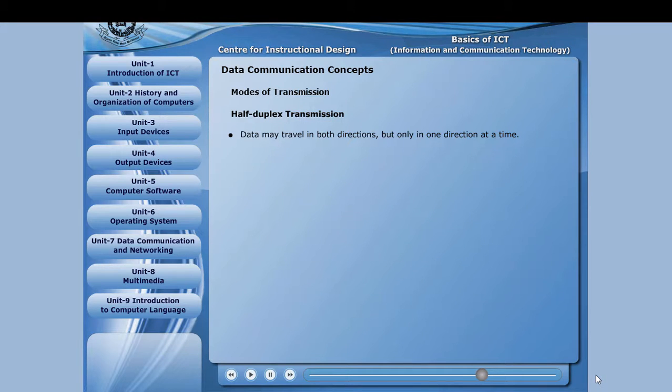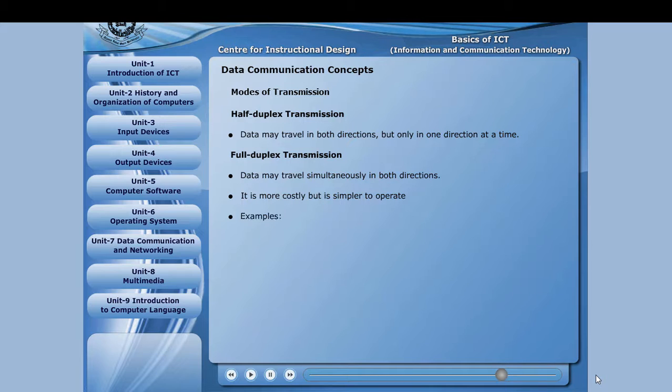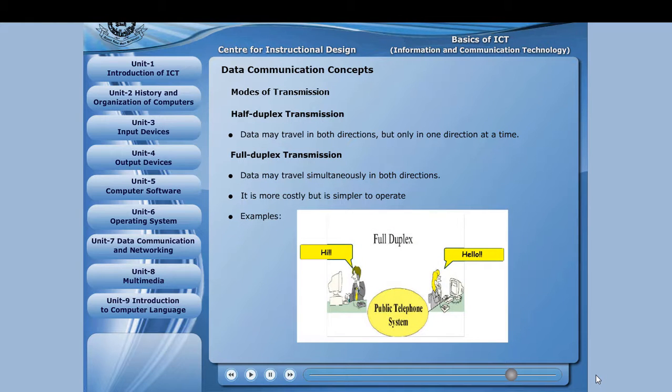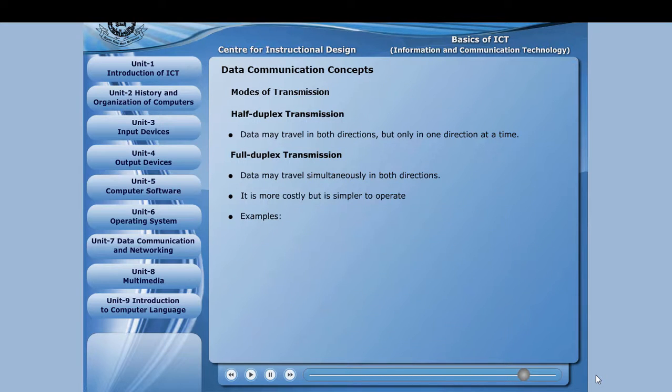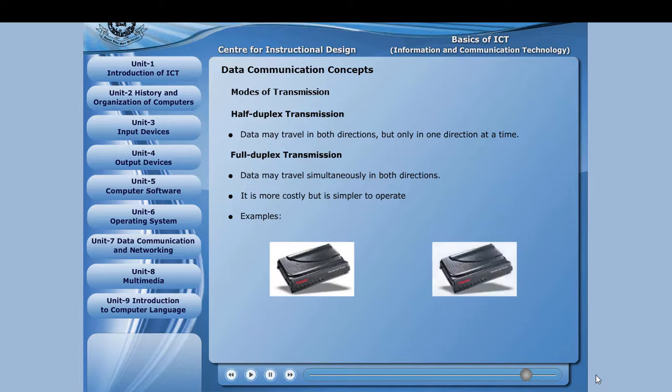Full duplex transmission. In this mode, data may travel simultaneously in both directions. This is clearly more costly but is simpler to operate. The examples of such systems are public telephone systems, where both caller and called person can talk to each other at the same time. You can also find full duplex modems which allow both communicating systems to transfer data to each other simultaneously, as you can see on the screen.